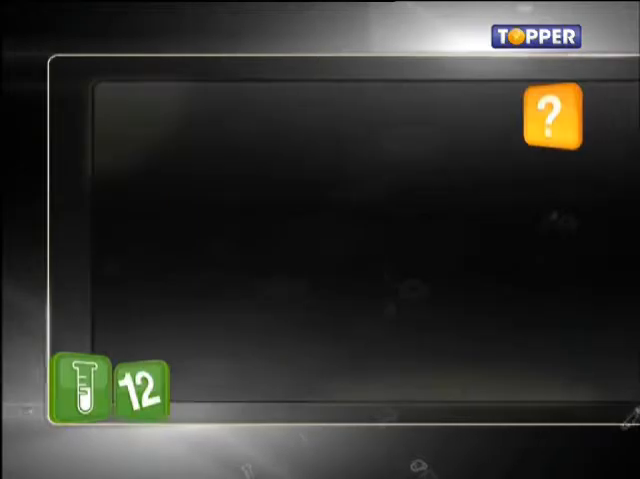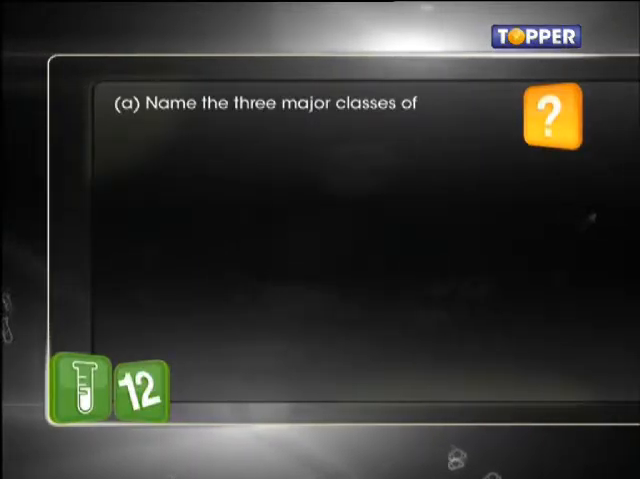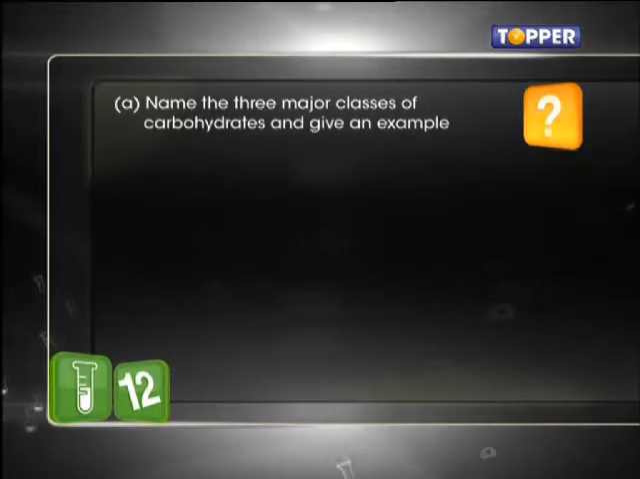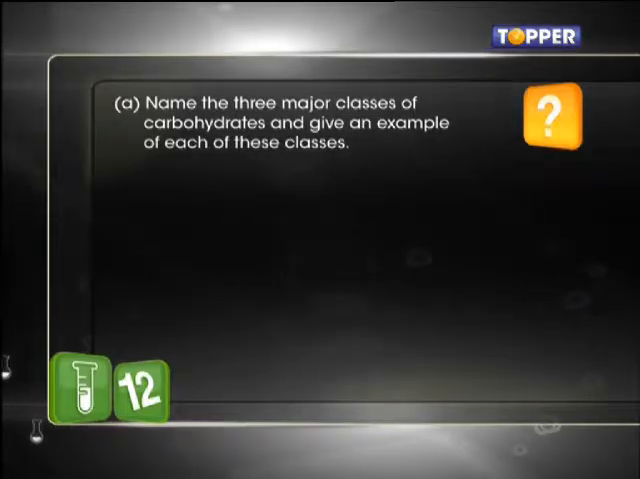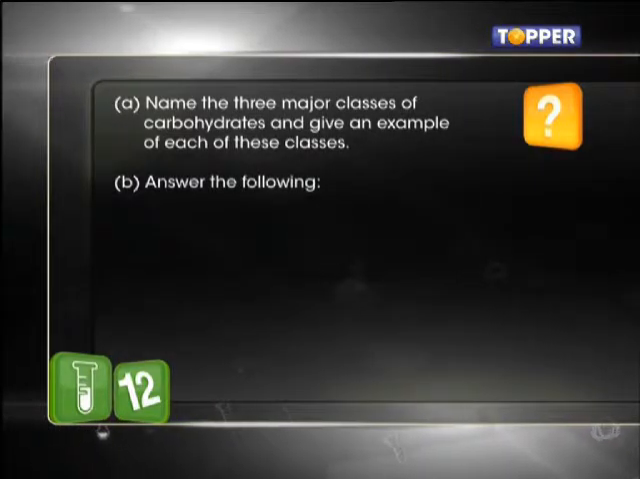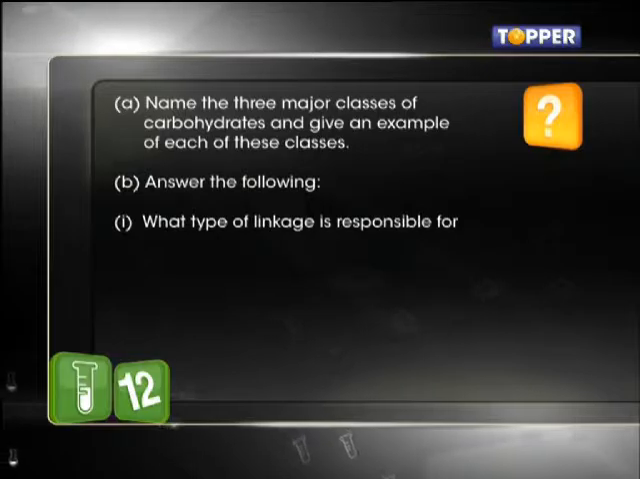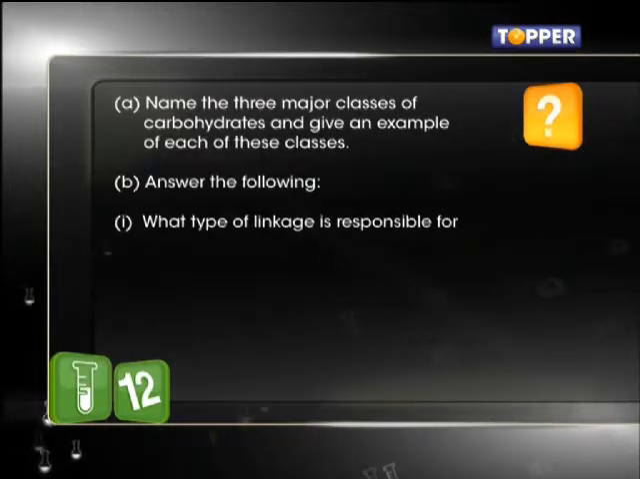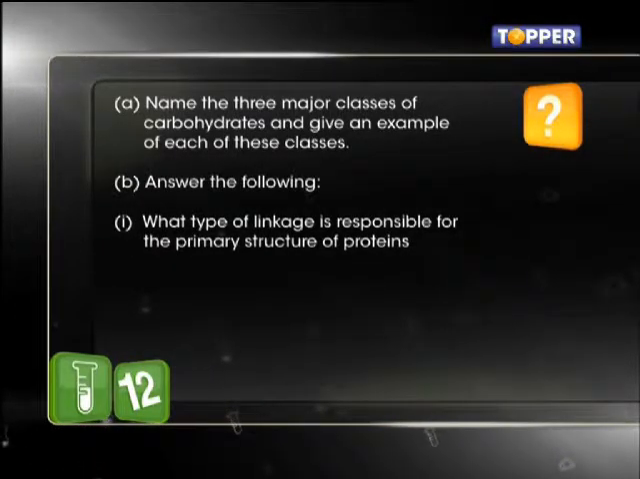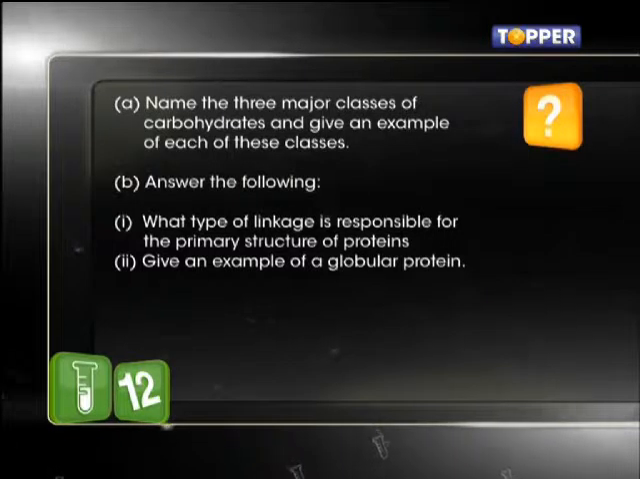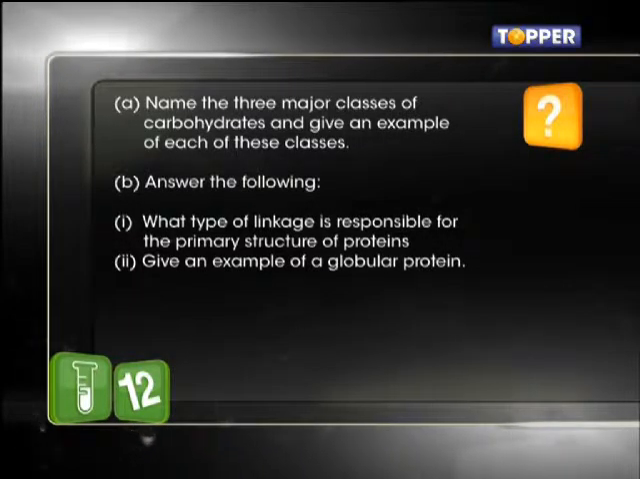To ease your preparation process further, let's attempt another question. A. Name the 3 major classes of carbohydrates and give an example of each of these classes. B. Answer the following. 1. What type of linkage is responsible for the primary structure of proteins? 2. Give an example of a globular protein.